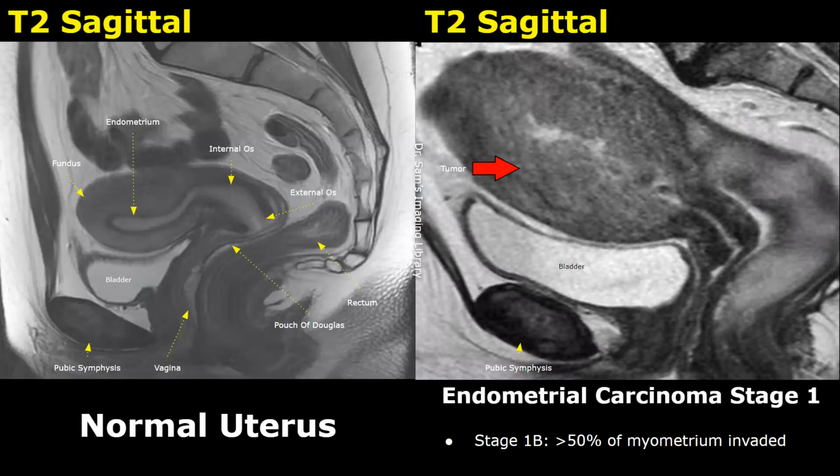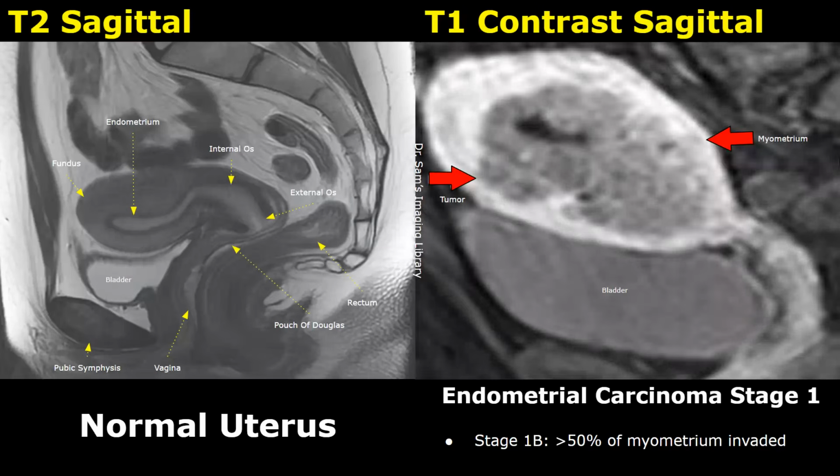In stage 1B, more than 50% of the myometrium is invaded. We can see an intermediate signal intensity mass invading the myometrium. This is a T1 contrast sequence. We can see the invasion of myometrium much clearly.